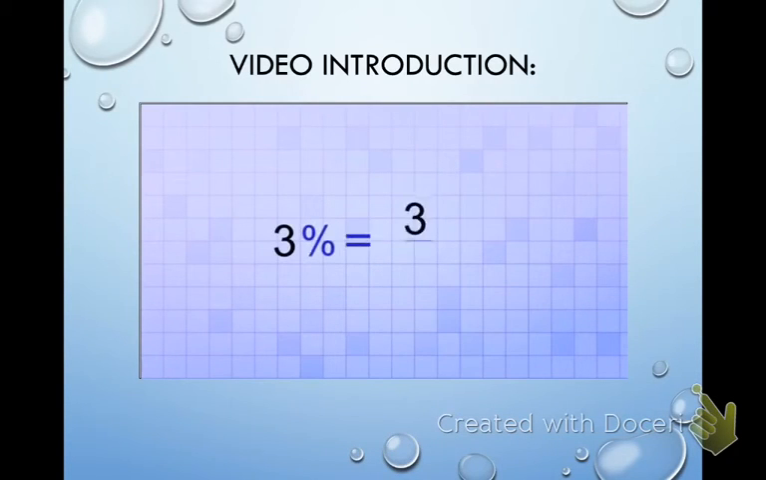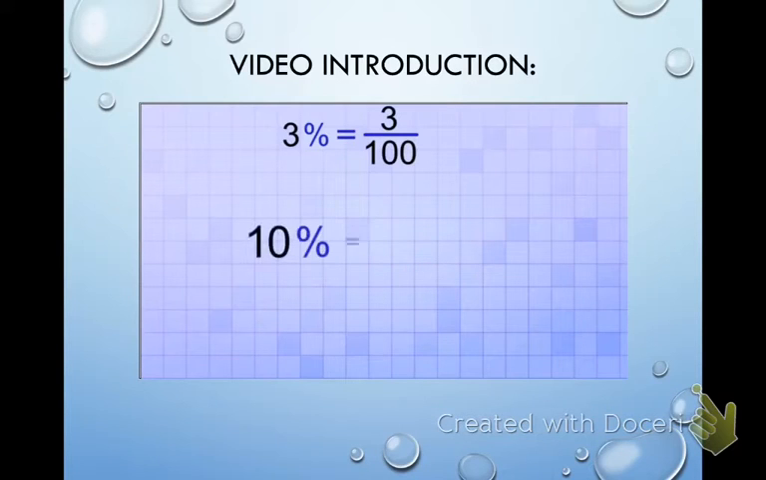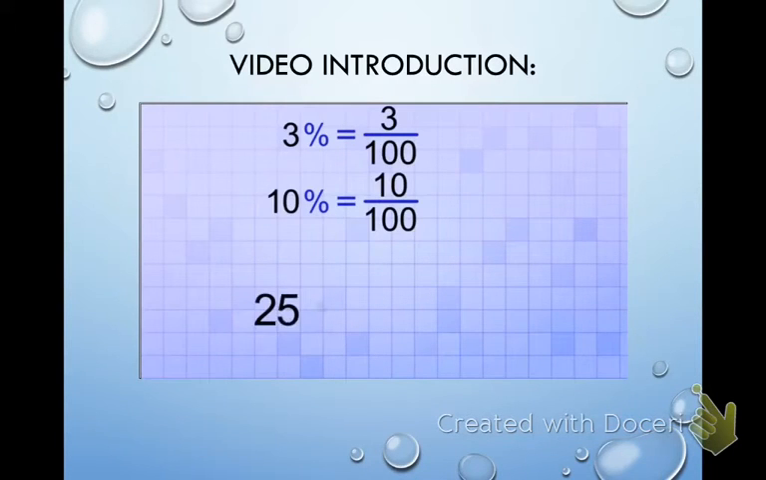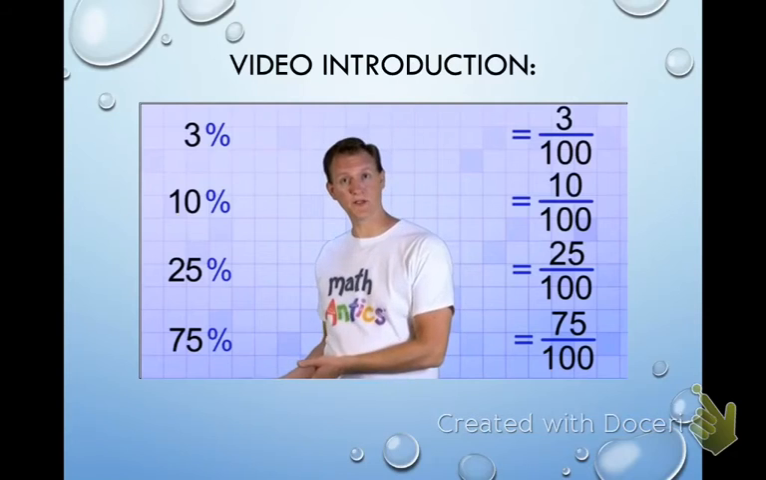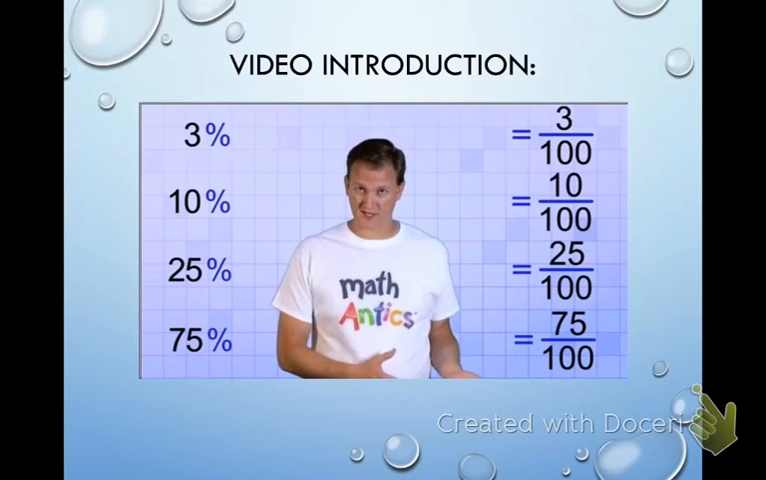3% means 3 over 100. 10% means 10 over 100. 25% means 25 over 100. And 75% means 75 over 100. These are percents, and these are the fractions that they stand for.